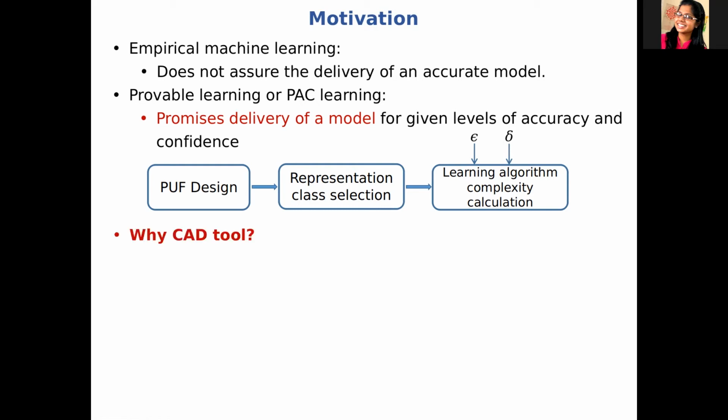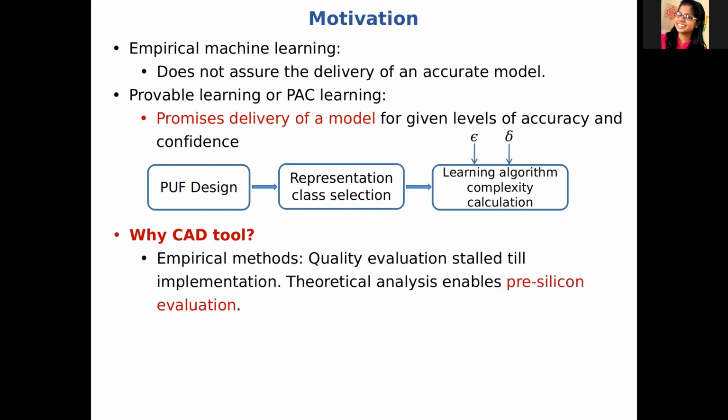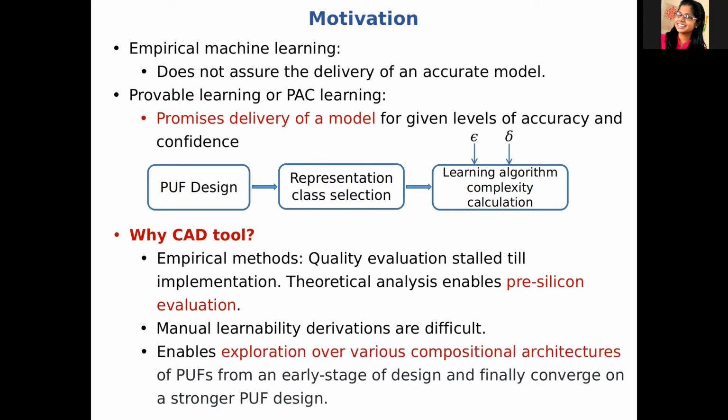So now, why do we need a CAD tool? The first reason is it enables analysis of PUF designs from a theoretical perspective and can be performed in a pre-silicon phase. The second reason is it acts as a helping aid for a designer who may or may not know machine learning. It also helps a designer to explore all possible combinations of PUF architectures by making analysis much easier. So a designer can iterate through multiple design choices before deciding on a good design.